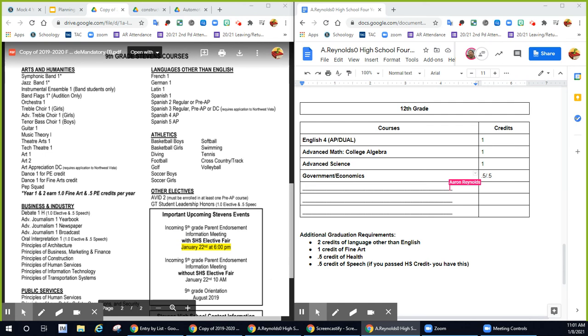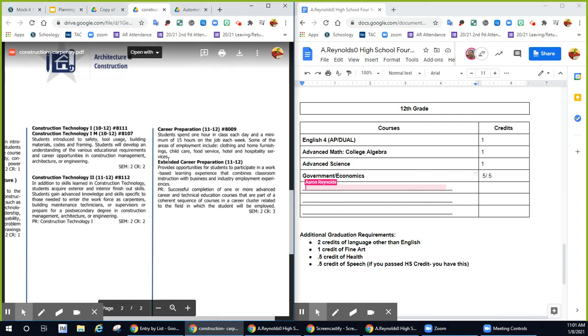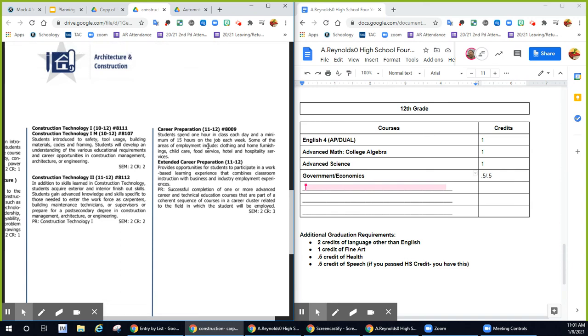So then you have 3 more things to put in here. For construction, though, you only need 2 more classes. Now, just because there are 2 more classes, it doesn't mean that they're only 2 credits. These are actually 3 credits. He has to take career prep and extended career prep. And they both count for 3 credits total. So the career prep doesn't count as a credit because you have to take the extended career prep too.